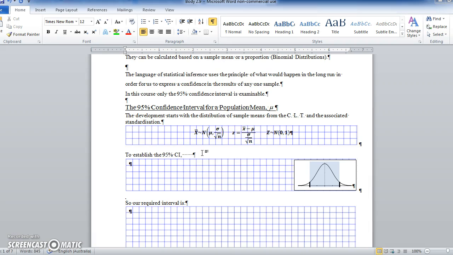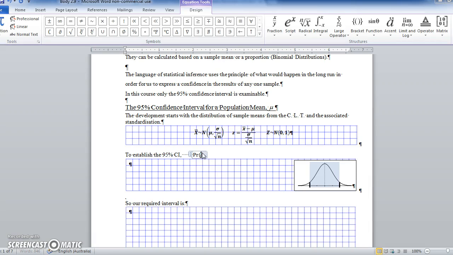So to establish the 95% confidence interval, we want to find a particular value k for which the proportion of our sample distribution is between negative k and k, or between those two values. So what we're going to do is first find out what k has to be for our Z distribution to give us 95% of our Z distribution, and then we're going to map that back to the other distribution we were looking at.